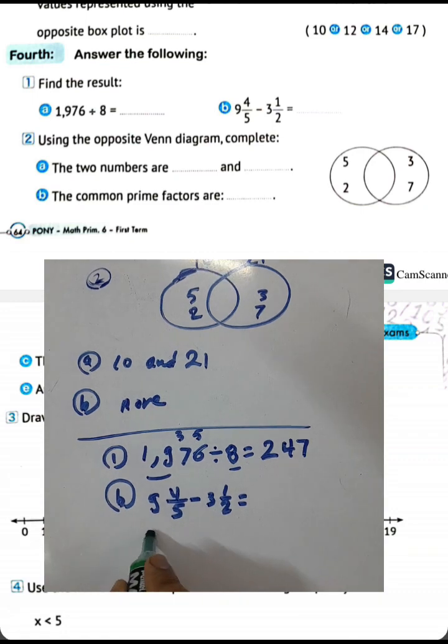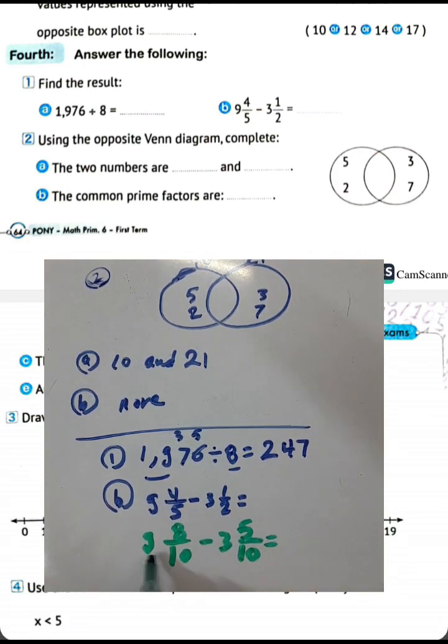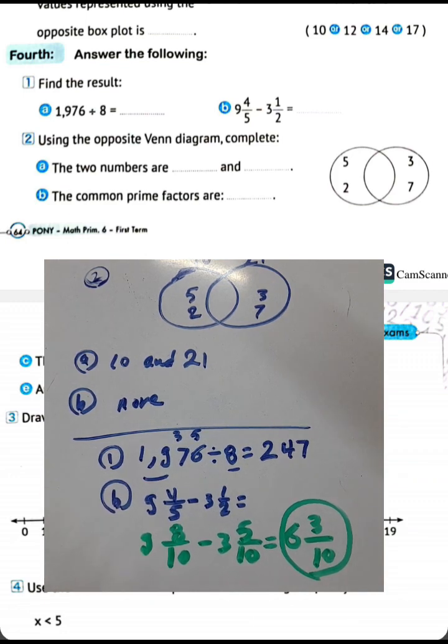Then we can write 9 here and 10 in the denominator, and 2 times 4 equal 8, 5 times 1 equal 5. The difference between them, 9 minus 3 equals 6, and 8 minus 5 equal 3, and write 10 in the denominator. The result will be 6 and 3 over 10.